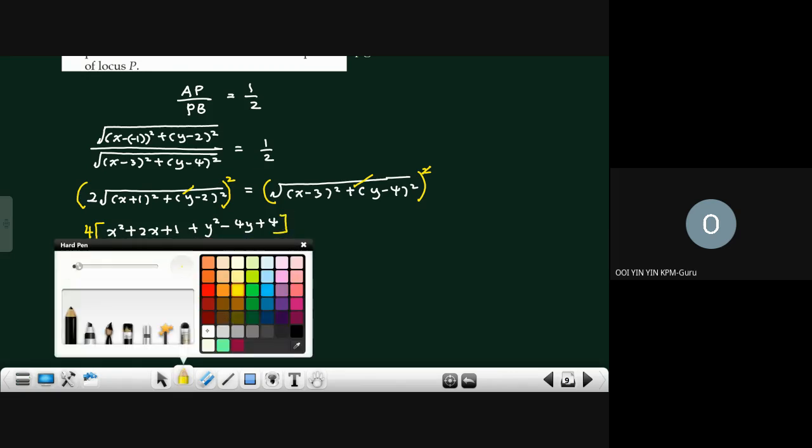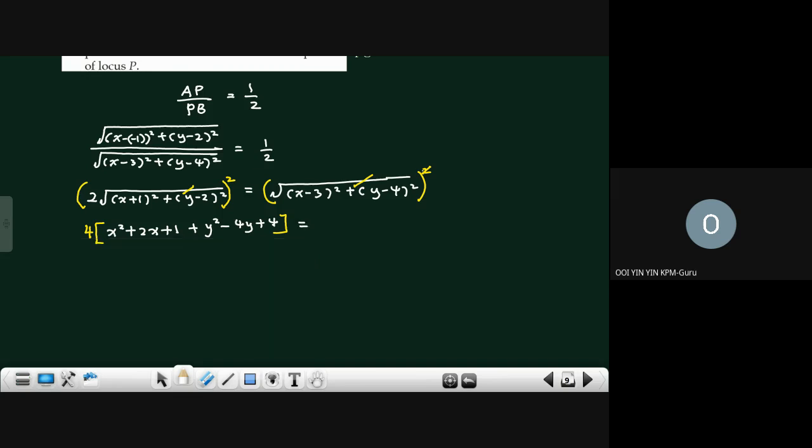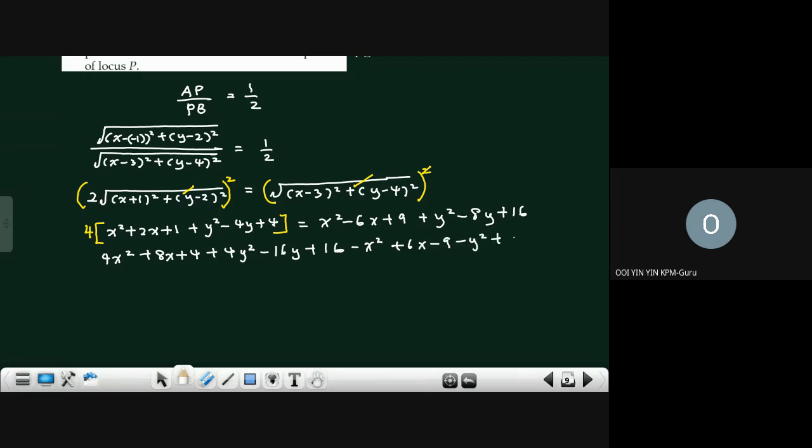Then all this will equal to, because the square root and square already cancel off, we just need to expand the one inside here. That is x squared minus 6x plus 9, and then y squared minus 8y plus 16. Now the 4 multiplies with all the terms in here, so you have 4x squared plus 8x plus 4 plus 4y squared minus 16y plus 16. Then all these can also move to here, and become minus x squared plus 6x minus 9 minus y squared plus 8y minus 16 equals to 0.